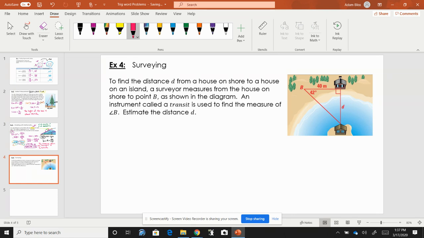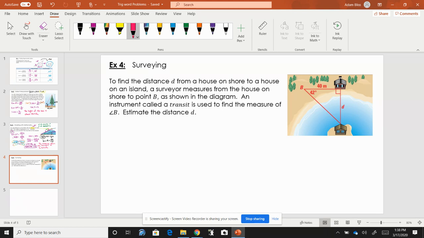All right, last one. Surveying to find the distance D from a house on a shore. We're trying to find the distance from this house at the top to this house on an island. Surveyor measures the distance from the house on shore to a point B as shown in the diagram. So the surveyor measures this distance, that is 40 meters. Then he uses a transit to find the measure of angle B. So over here he uses some transit to find the measure of angle B. That's 42 degrees. So now we need to use that information to find D.